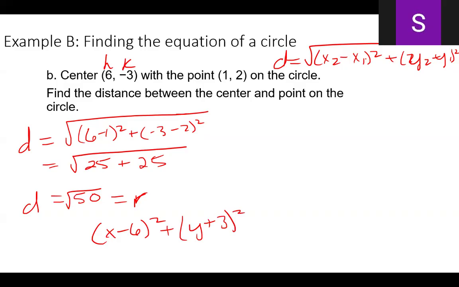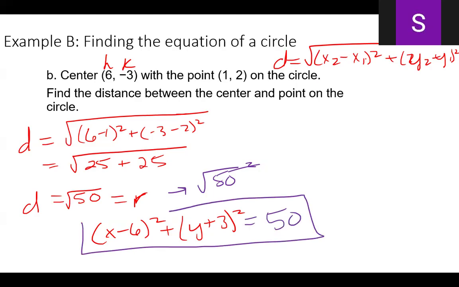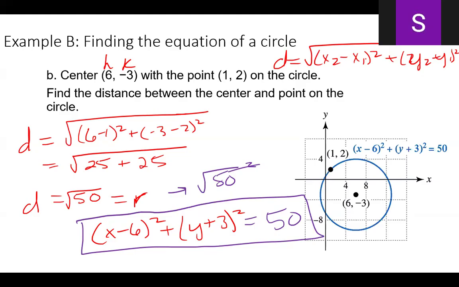And then to find your constant, you have to square your radius, right? What happens when you square a square root? When you square a square root, they cancel each other out, right? They are inverse operations of each other. So therefore, our constant is just 50. So this is our equation. And then here's a little graph.